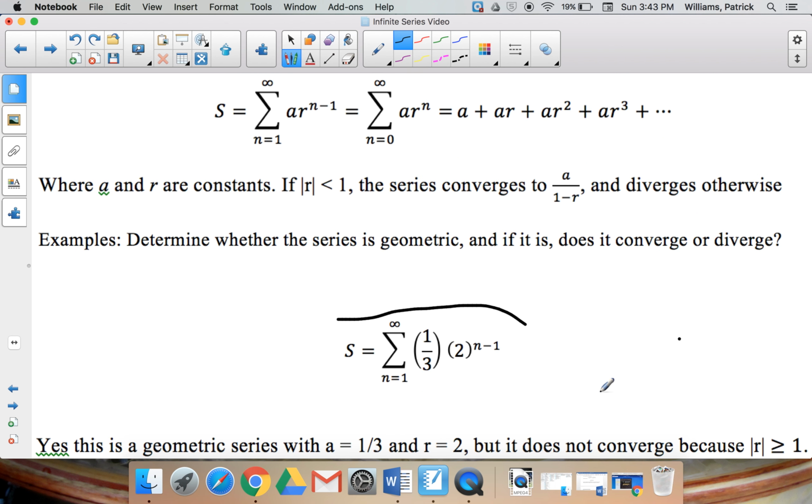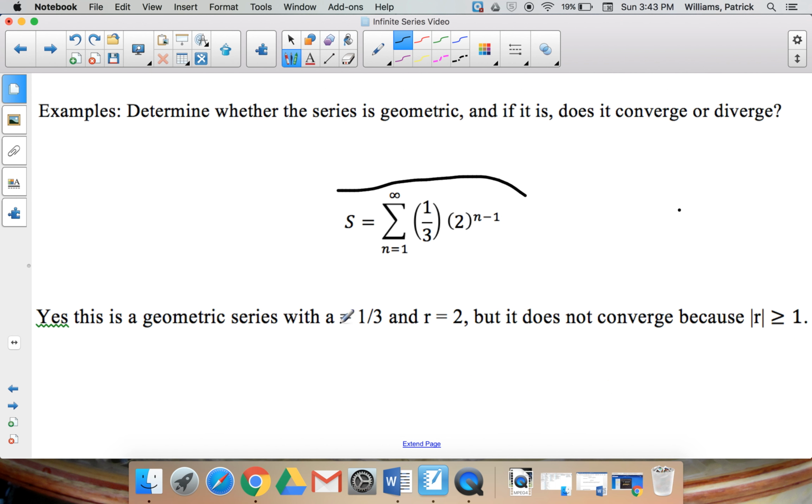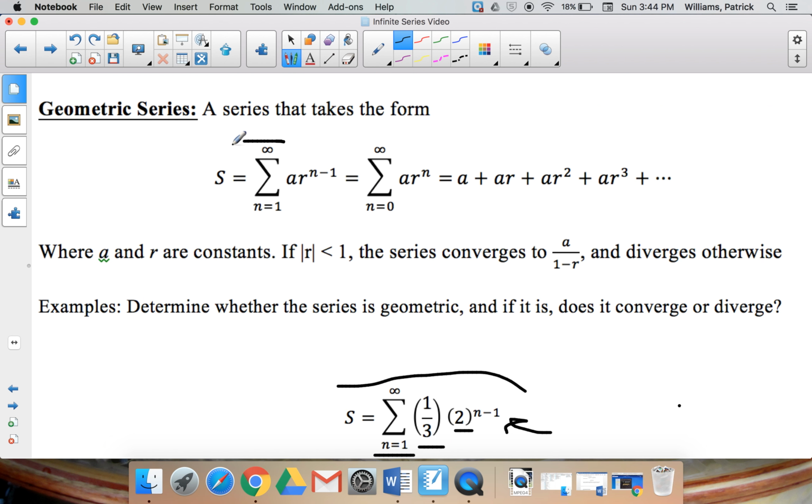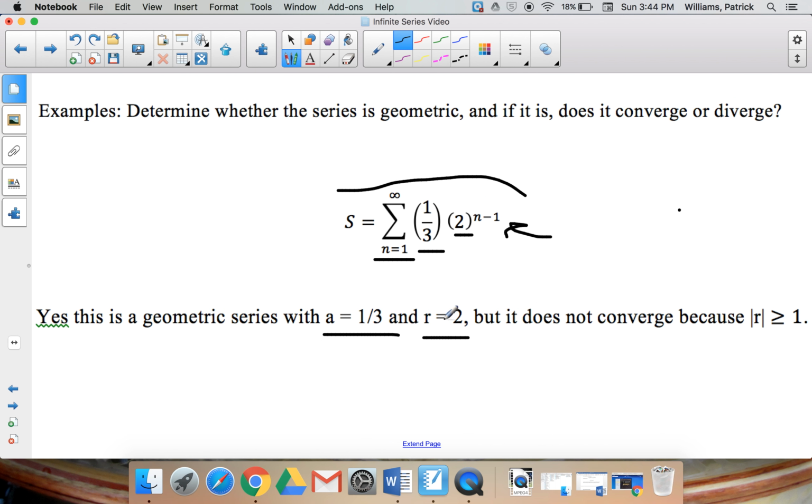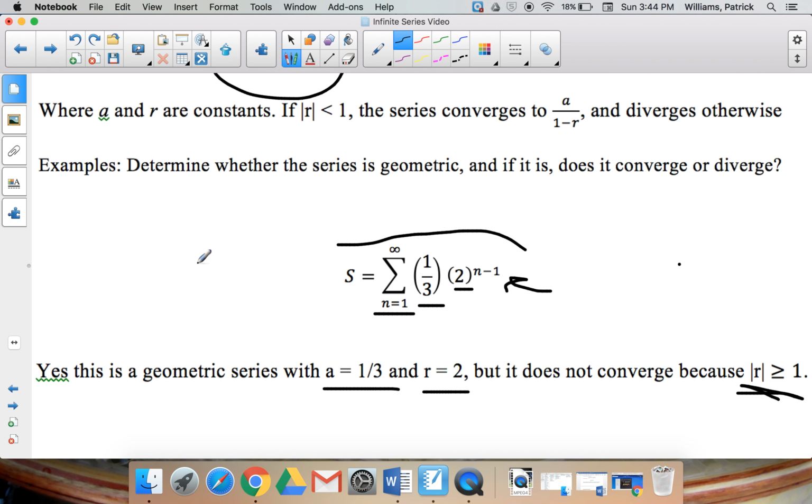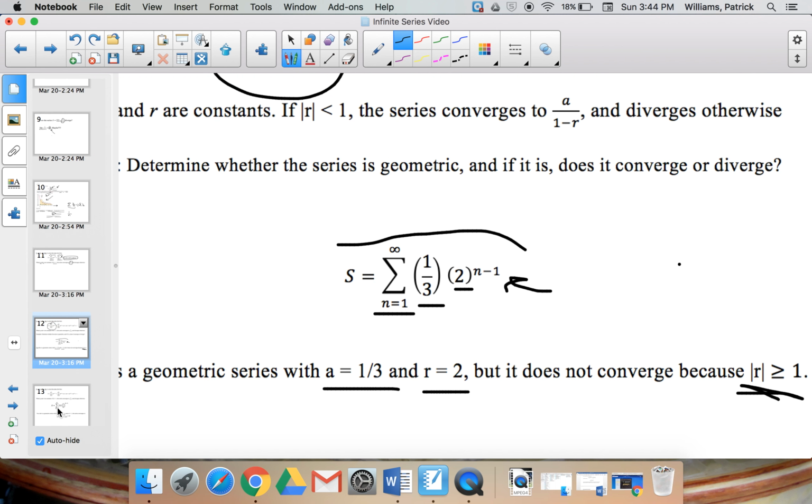Okay, so if you've tried this one, well, this is a geometric series. We have a is equal to 1/3, and we have r is equal to 2. Notice that we start at n equals 1, and we have r raised to the n minus 1. So if we go back up here, it meets this form right there. So yes, it is a geometric series. However, our value for r is 2, which is not less than 1. So therefore, this is actually a divergent geometric series, but it is a geometric series. Okay? So, ready to try another one? All right, let's go for it.